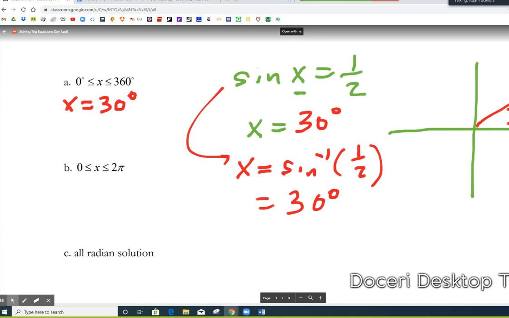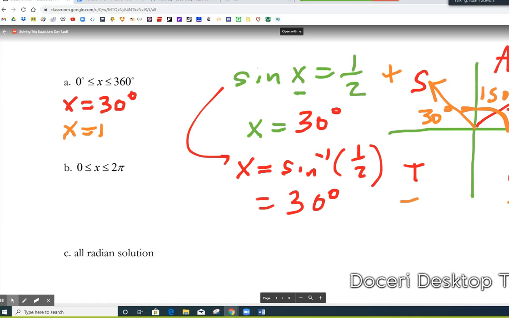Now, there's usually going to be 2 answers when you're looking at all the angles between 0 and 360, because there are always 2 quadrants where a trig function is positive and 2 where it is negative. So the other answer would be the 30-degree angle in quadrant 2, because sine is positive in quadrants 1 and 2, but negative in quadrants 3 and 4. That's what the T means: tangent's only positive in quadrant 3. C means cosine's only positive in quadrant 4. So the angle in quadrant 2 that has a 30-degree reference angle would be 150. That's our other answer.